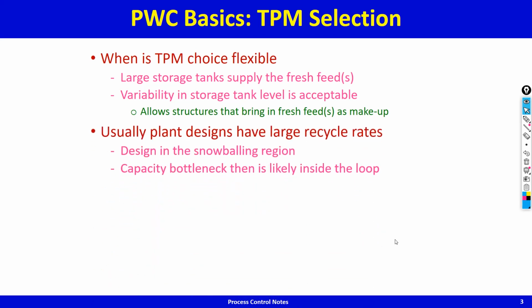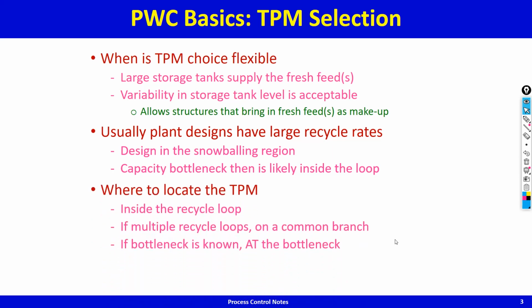Usually plant designs have large recycle rates for economic reasons, and so the design is almost always in the snowballing region. And when the design is in the snowballing region, you increase the production a little bit, the recycle rate increases a lot, and therefore the capacity bottleneck, the unit that reaches its processing limit, is usually inside the recycle loop, because the recycle flows blow up much faster than the flows outside the recycle loop because of snowballing, which we talked about earlier. So the capacity bottleneck then is likely inside the recycle loop.